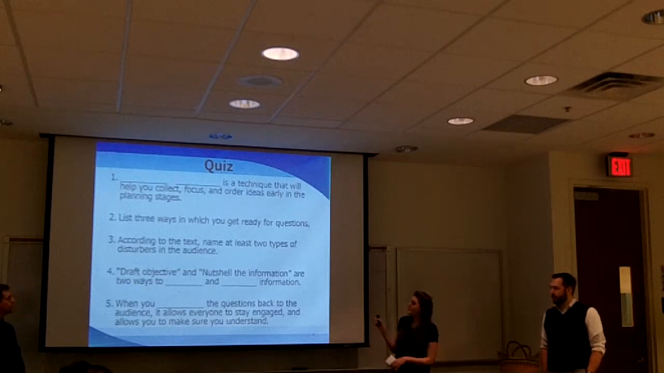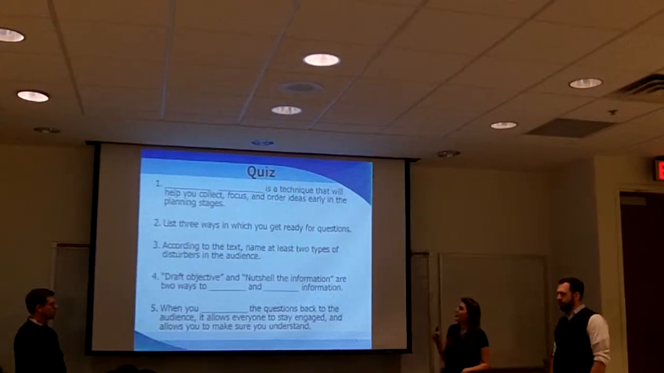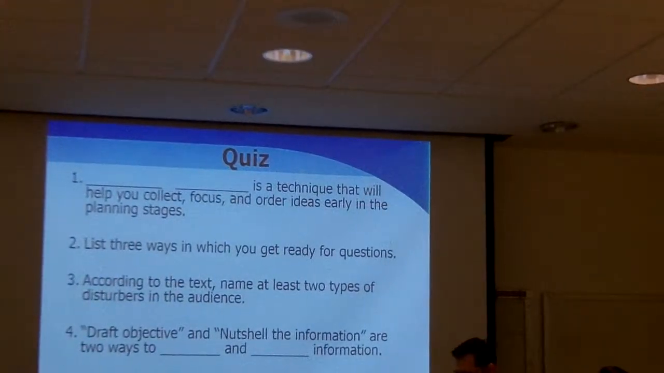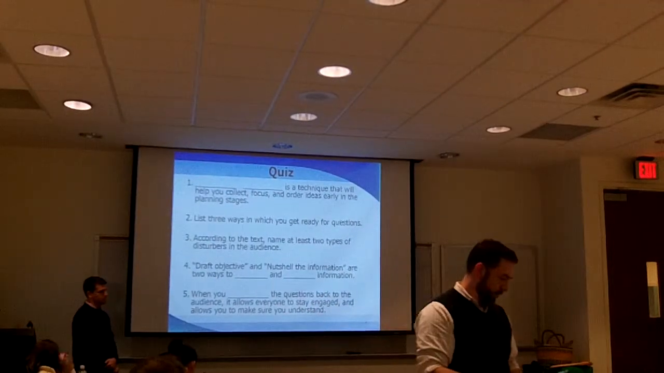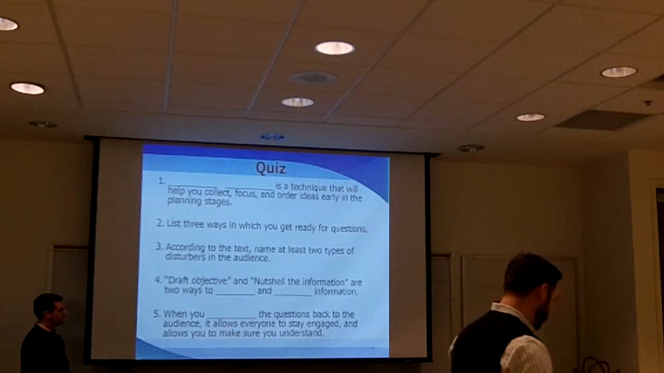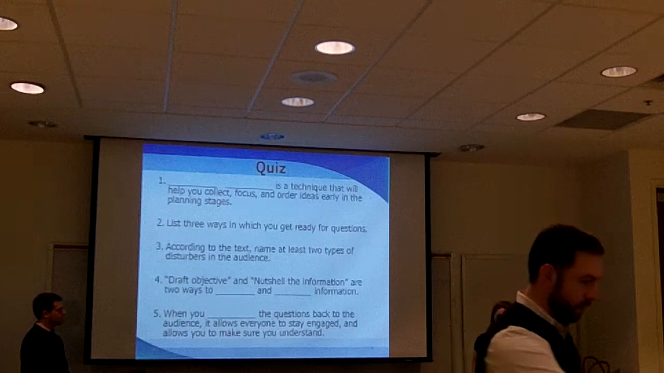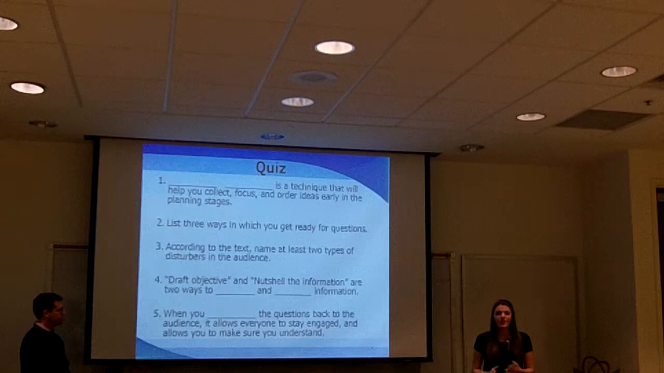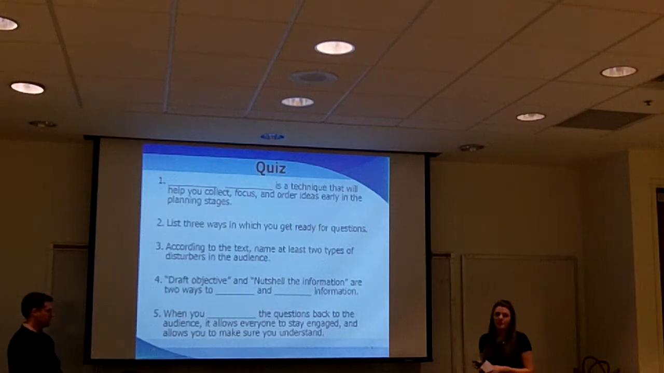Number 1, blank blank is a technique that will help you collect, focus, and order ideas early in the planning stages. Number 2, list 3 ways in which you can get ready for questions. Number 3, according to the text, name at least 2 types of disturbers in the audience. Number 4, draft objectives and nutshell information are 2 ways to blank and blank information. When you blank the questions back to the audience, it allows everyone to stay engaged and you to make sure you understand.